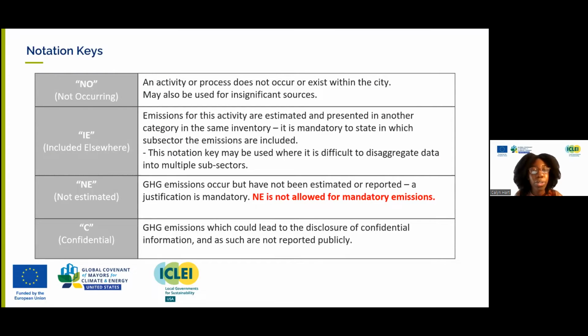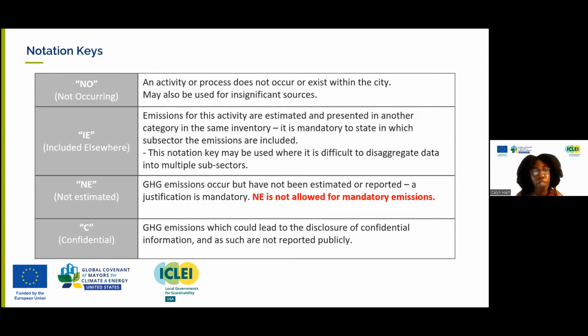The NE notation key is essentially not estimated. So any emission sources that are just not estimated. But I want to note that NE is not allowed for any of the mandatory sectors that we just went over. Anything in stationary energy, transportation, or waste that is mandatory, you cannot use the NE notation key. This will usually count against you in a reporting. So typically, we always recommend utilizing the NO or the IE notation keys.